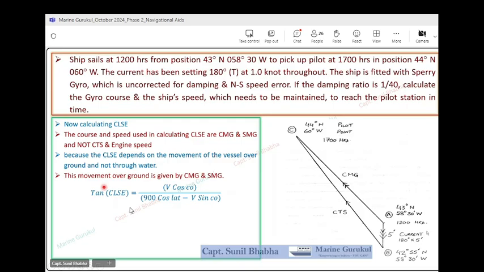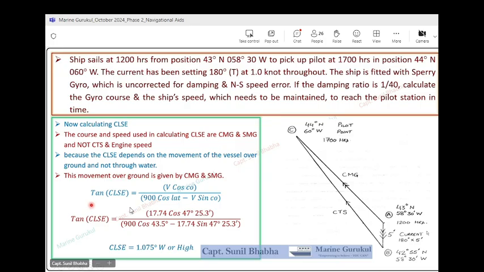This movement of ship over the ground is given by CMG and SMG. Course made good is also known as course over ground. Speed made good is also known as speed over ground. So this is what we require to calculate the CLSE or steaming error. We are not interested in what the vessel is steering, what is the engine speed. What we are interested in, what is the course made good by the ship and what is the speed made good by the ship.